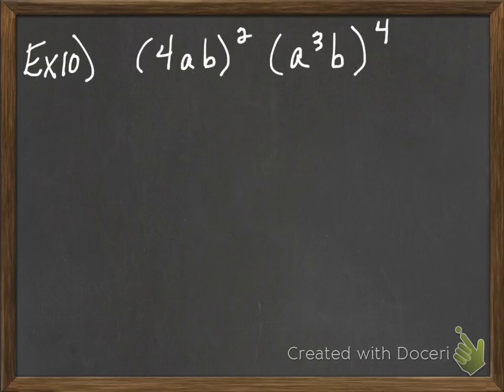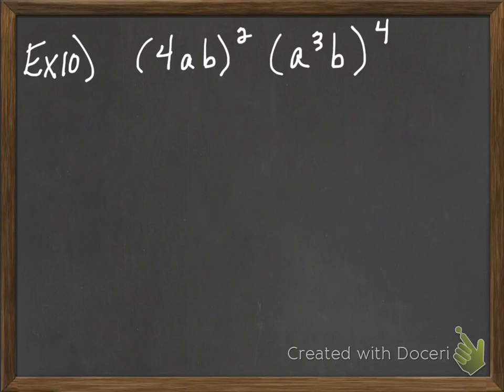Y'all remember the little phrase, please excuse my dear Aunt Sally? Okay, what does the P stand for? Parentheses. Do you see any parentheses in this problem? Okay, so we're supposed to do what's inside the parentheses. So inside the first parentheses is 4AB. So there's really nothing to do inside that parentheses. There's nothing to add, subtract, multiply, or divide. So there's really nothing to do inside these parentheses. These parentheses are here just to show you that you are multiplying.